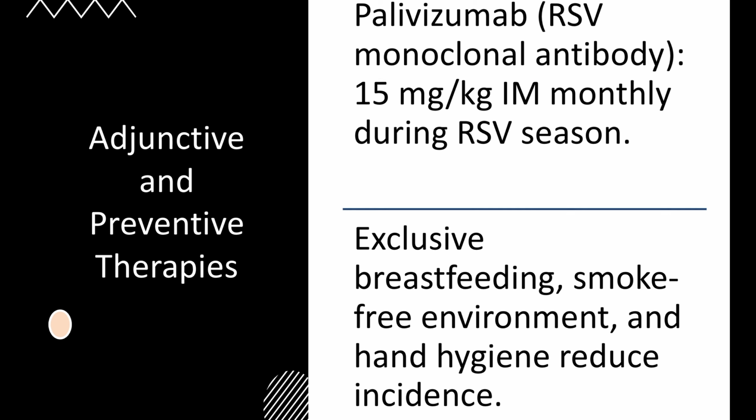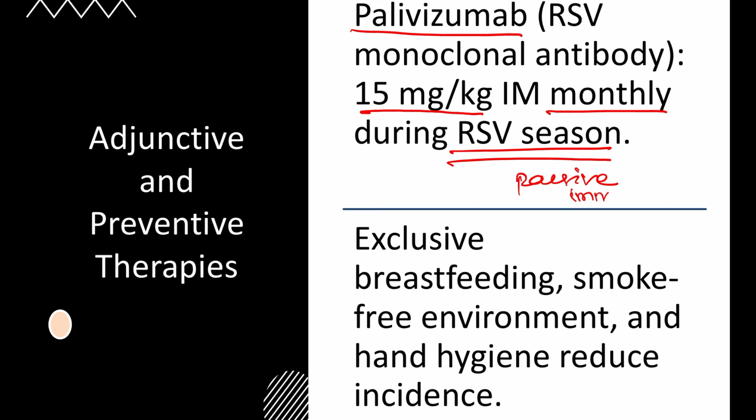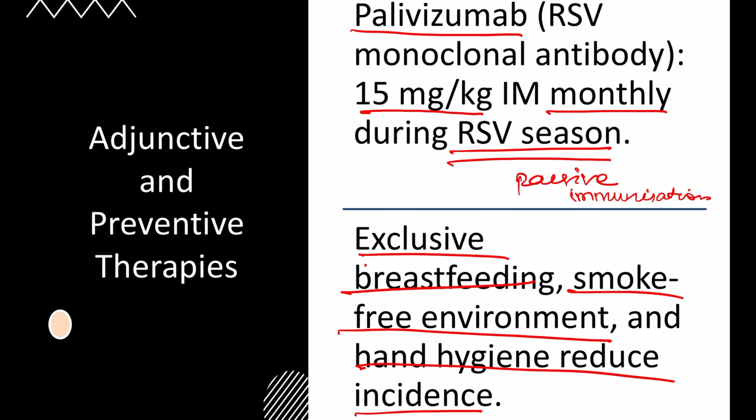Coming to adjuvant and preventive therapy, palivizumab, an RSV monoclonal antibody, can be given as an injection monthly, 15 mg per kg IM during the RSV season. It is not a vaccine per se, but it induces a passive immunization type of immune response. Exclusive breastfeeding, a smoke-free environment, and hand hygiene can reduce the incidence of acute bronchiolitis in a newborn.